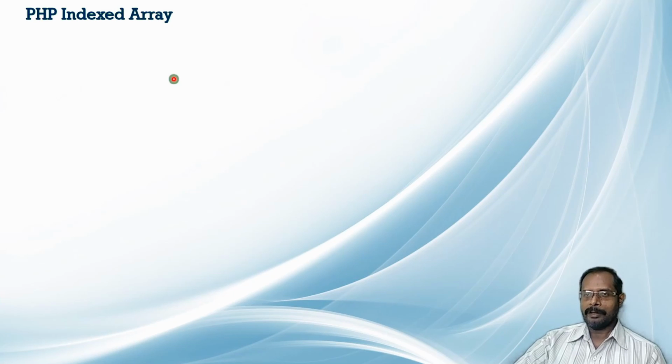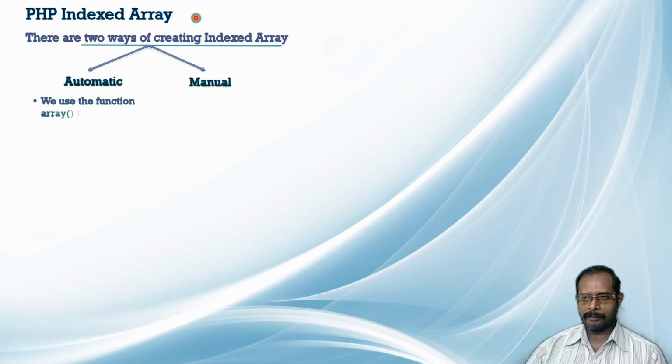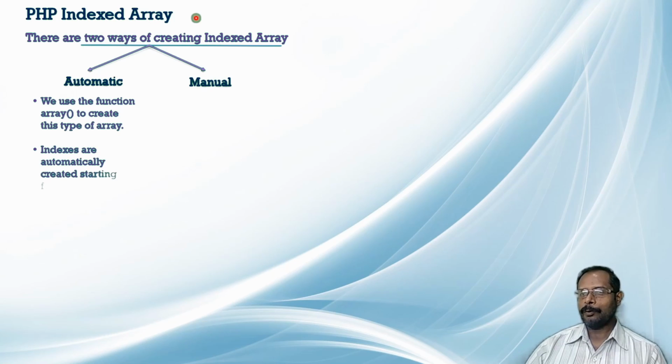Now let us see how to create an indexed array. You know what an indexed array is. If the subscript is a number, then we can say the array is an indexed array. To create an indexed array, there are two ways. The first method is automatic, the other method is manual. In the automatic method, we use the function array to create the array. Since we don't have any control over the index, it always starts from 0.